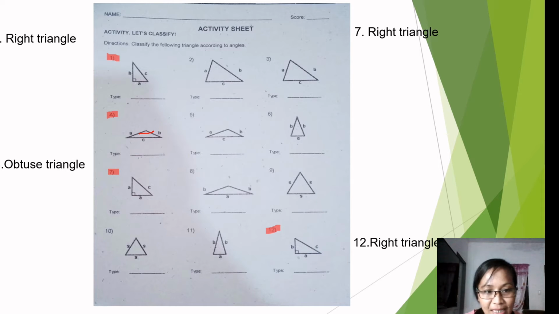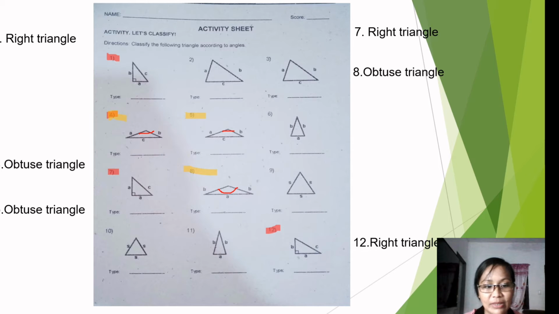Another obtuse triangle is number 5. Why? Because this angle is too wide, meaning that is more than 90 degrees. Therefore, number 5 is an obtuse triangle. Number 8 is also an obtuse triangle since this angle is more than 90 degrees.